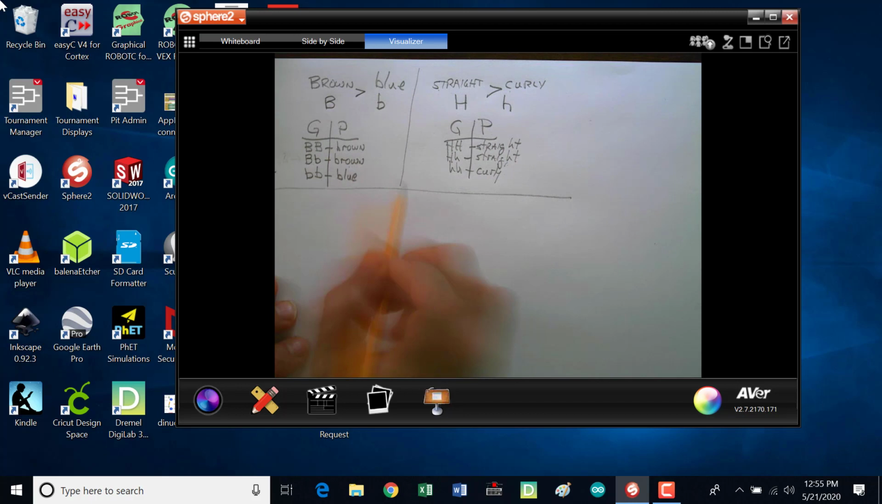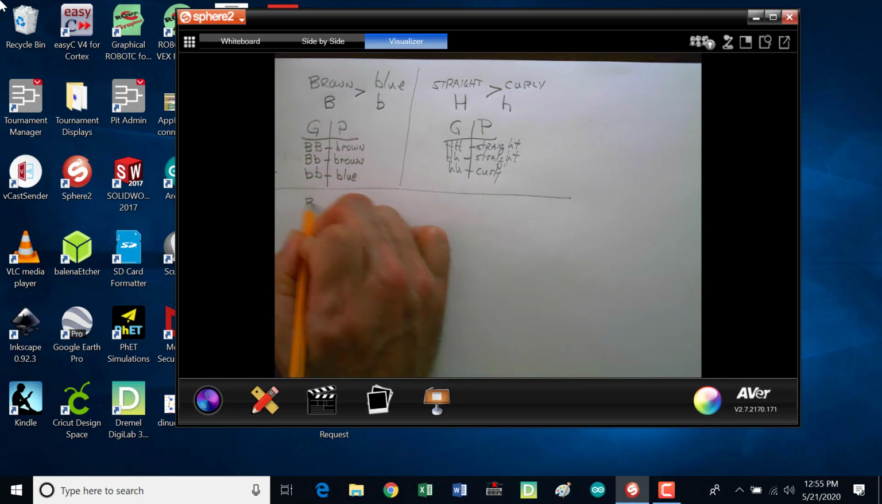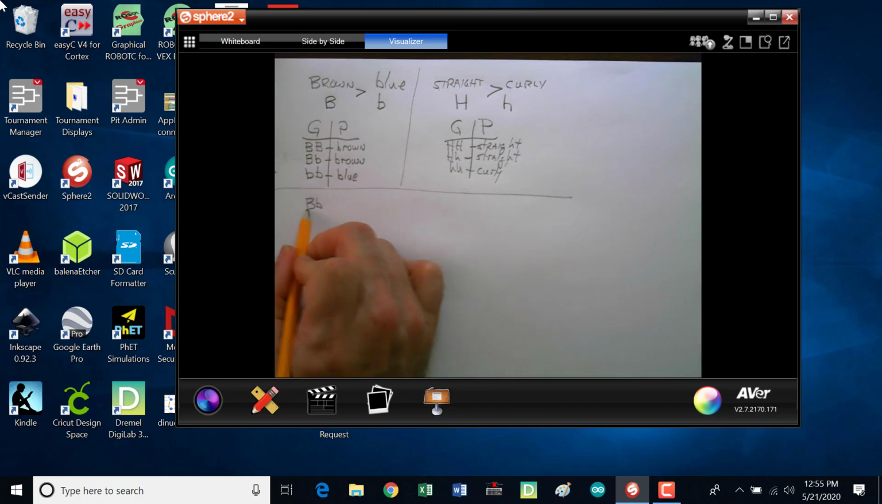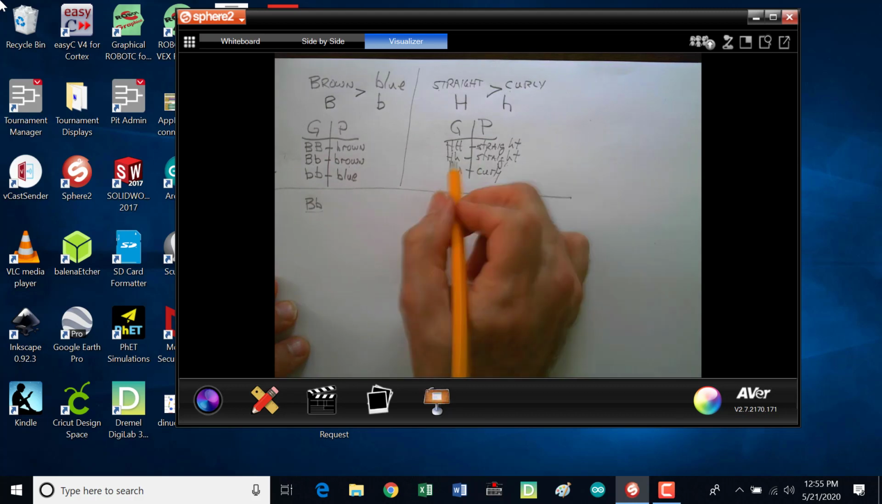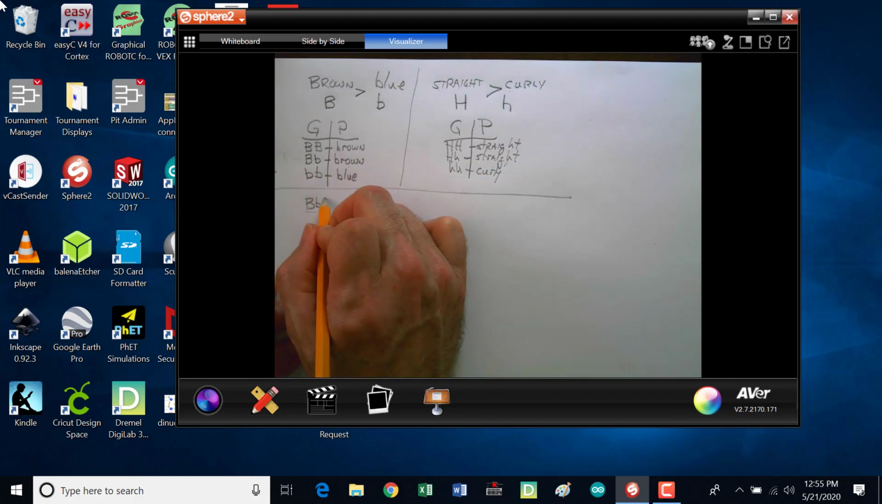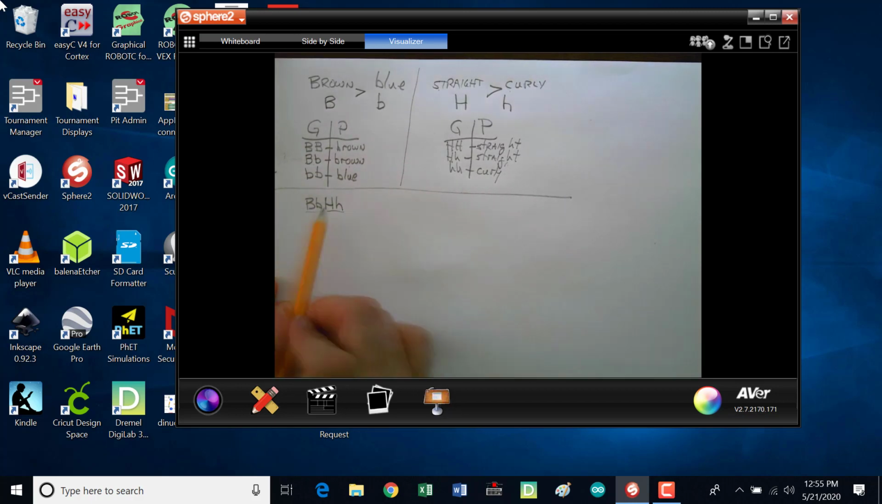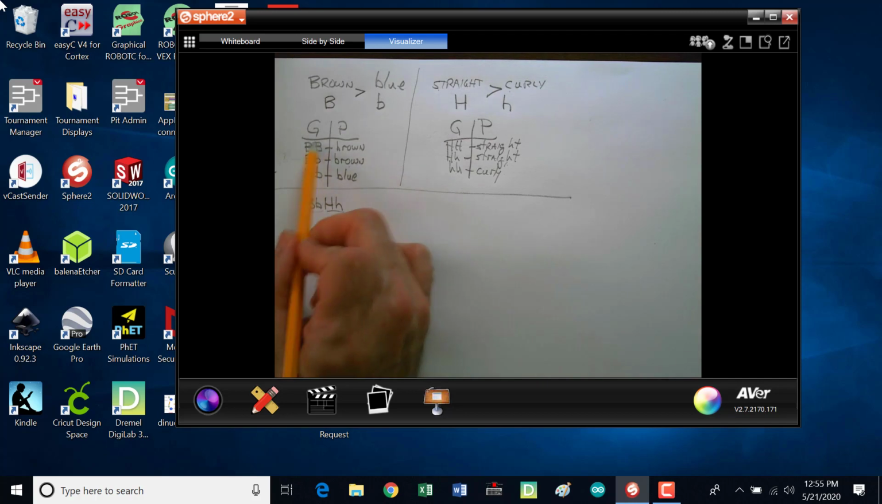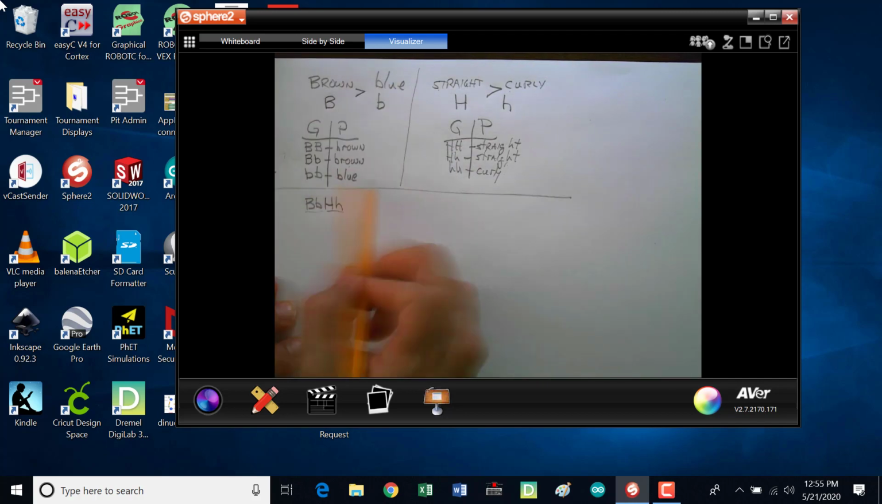So if they were hybrid with brown eyes, they would have big B, little b for this first trait. And if they were hybrid for hair, curly hair, straight hair, they would have big H, little h for their hair genes. Notice also, this is one of the reasons that we always use the same letter for any one trait.